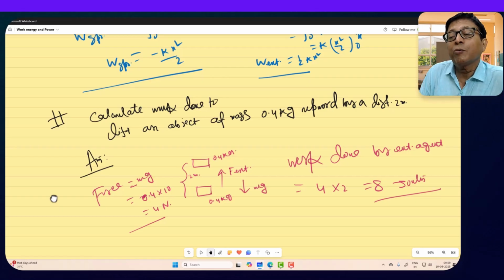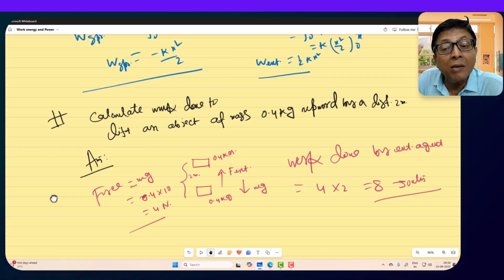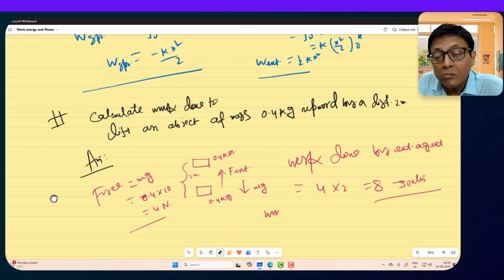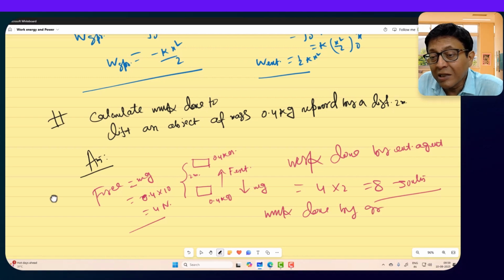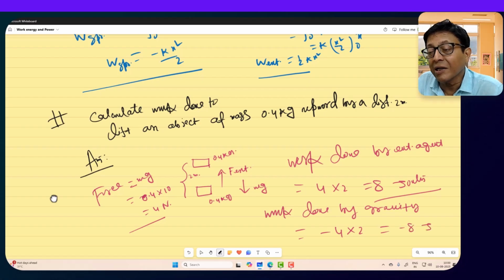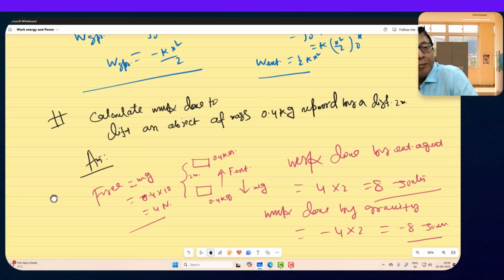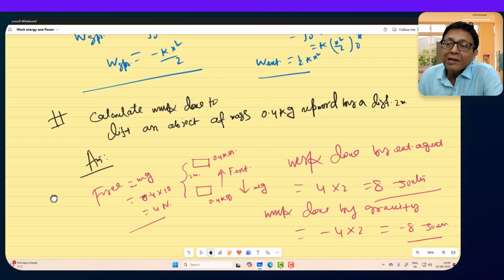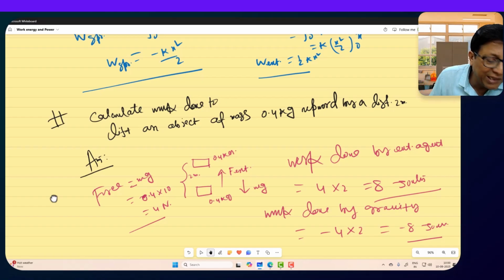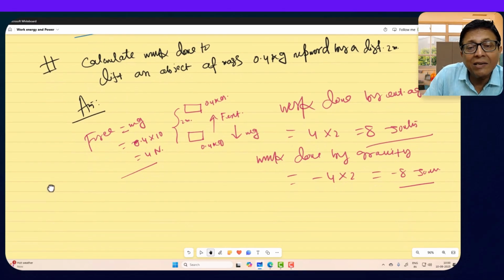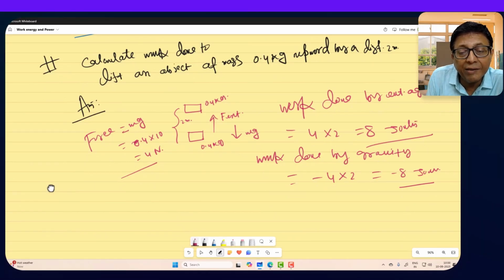You have applied equal force upward, it's fine. What is the work done by gravity now? Work done by gravity, don't say nothing, the external agent is done. You have moved the body upward against gravity. So that you have to take into consideration. It will be minus 4 into 2, minus 8 joules. Work done by gravity is minus 8 joule. Work done by the external agent is 8 joule. Am I clear? Let us take another example here on the inclined plane.